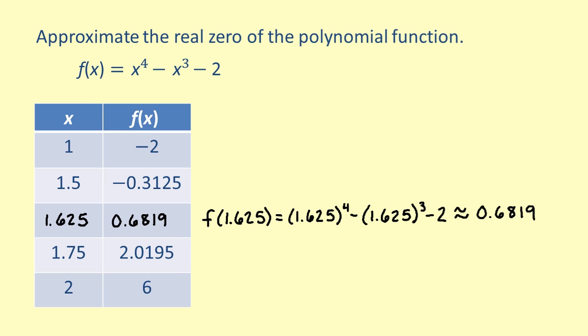Notice that this number is significantly closer to 0 than 2.0195. This same process can be repeated to receive even more precise x values, leading to positive or negative function values, which continue to get closer and closer to 0. We can approximate that the real zero of the polynomial function is somewhere between the x values of 1.5 and 1.625.